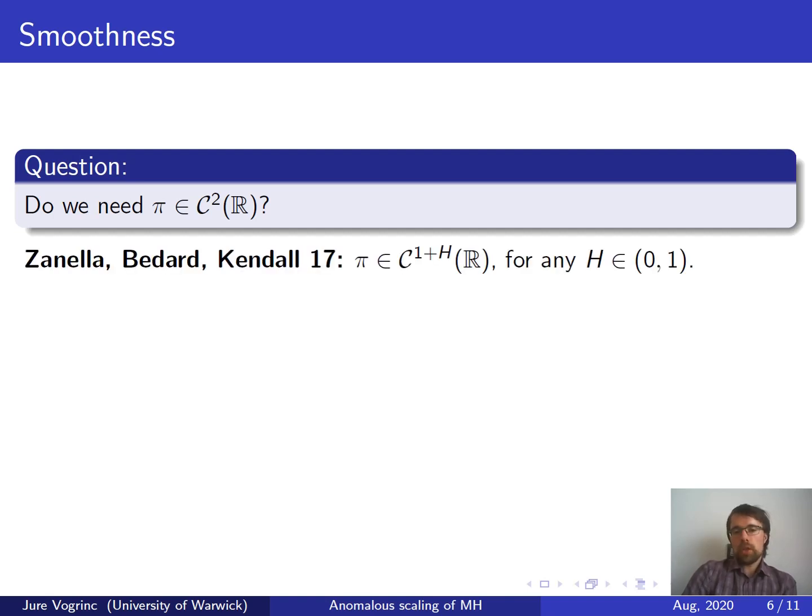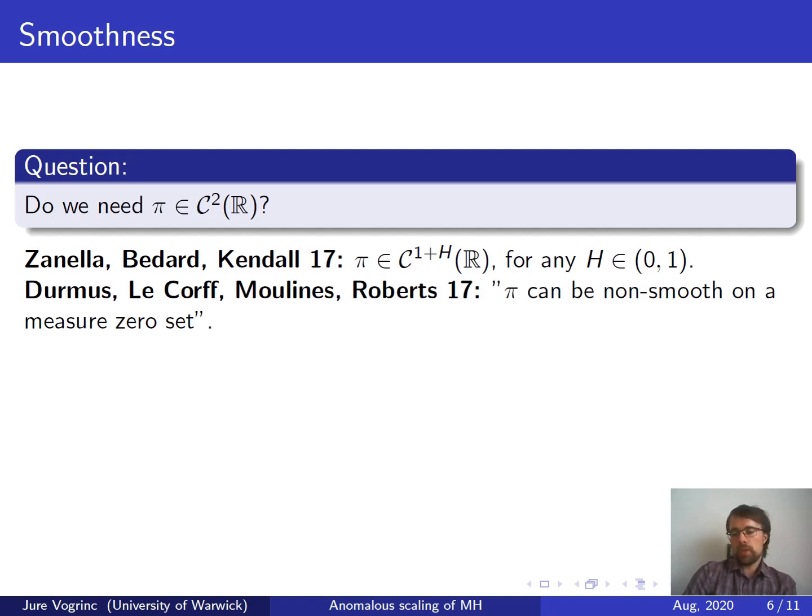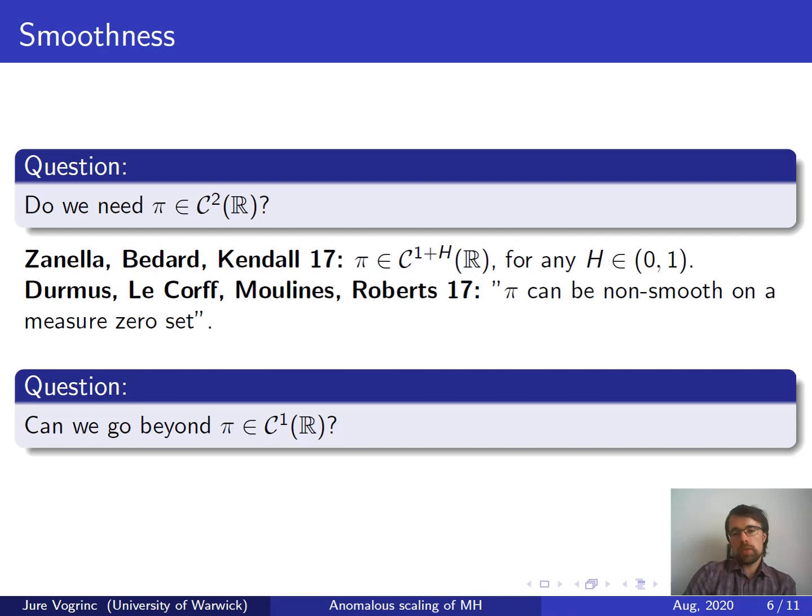Wilfried, together with Giacomo Zanella and Mylène Bédard, have shown that actually one derivative in an L2 sense is already enough. And then these people in the same year have shown something that I will interpret here as pi can be non-smooth on a measure zero set, meaning that Laplace density or anything that has a finite amount of spikes is also okay. Then the next question is, can we move beyond C1? And we can't. That's where our research comes in.